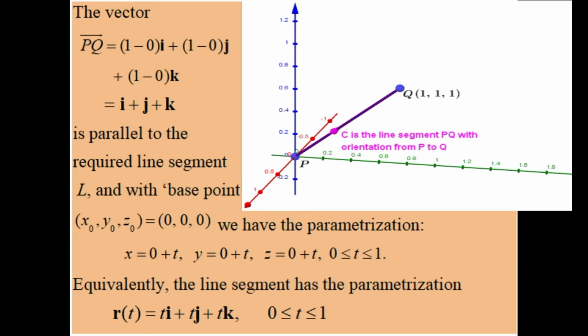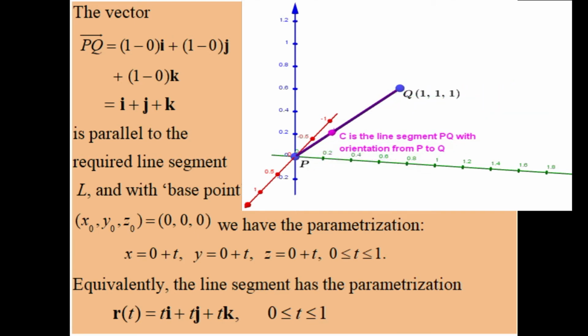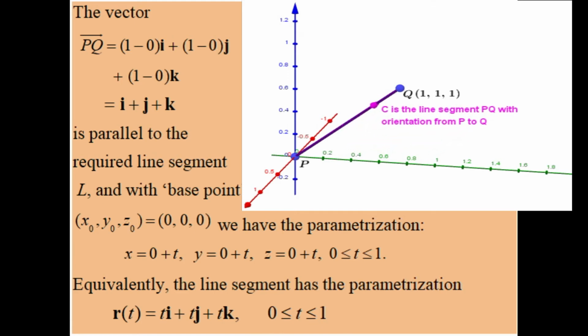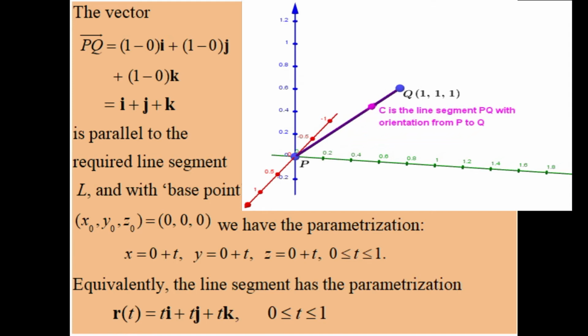This vector is parallel to the required line segment L, and with the base point 0, 0, 0, we have the parameterization x equal to 0 plus t, y equal to 0 plus t, z equal to 0 plus t, where t varies over 0 to 1. That is, x equal to t, y equal to t, z equal to t, where 0 less than or equal to t less than or equal to 1.